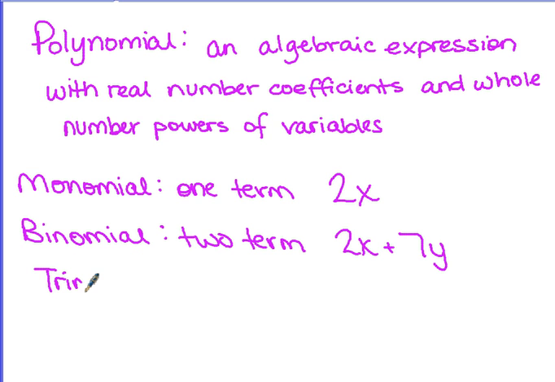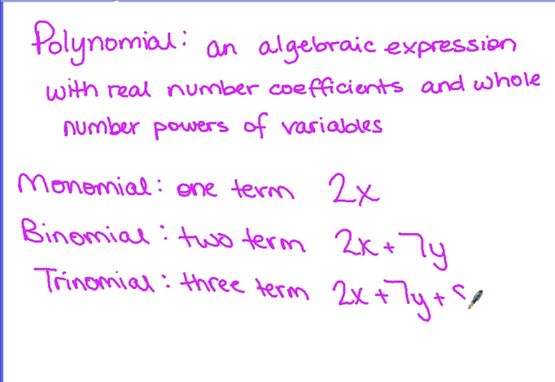And a trinomial is a three-term polynomial, consisting of three terms, such as 2x plus 7y plus 8c. All right, so a polynomial is an algebraic expression with a real number coefficient and a whole number power of variables, and there are three different types: monomials, binomials, and trinomials. That's all that we're going to touch on as far as common polynomials goes.